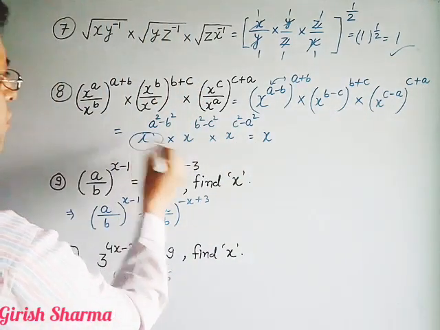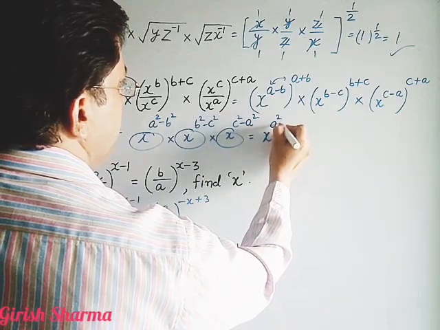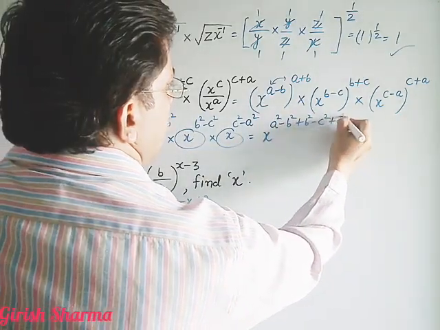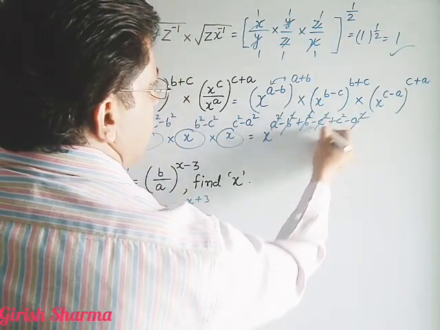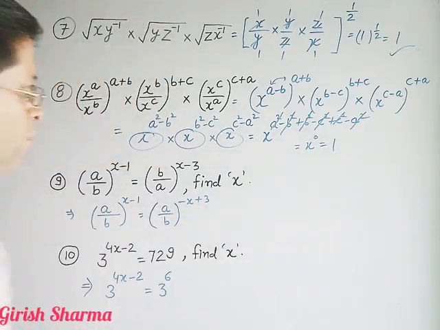Now see here, base is same again. If base is same, then powers will be added. This is the first law of exponent. I am adding the powers. Now see, a square to a square cut, b square to b square, c square to c square. X is power 0, that is equal to 1.